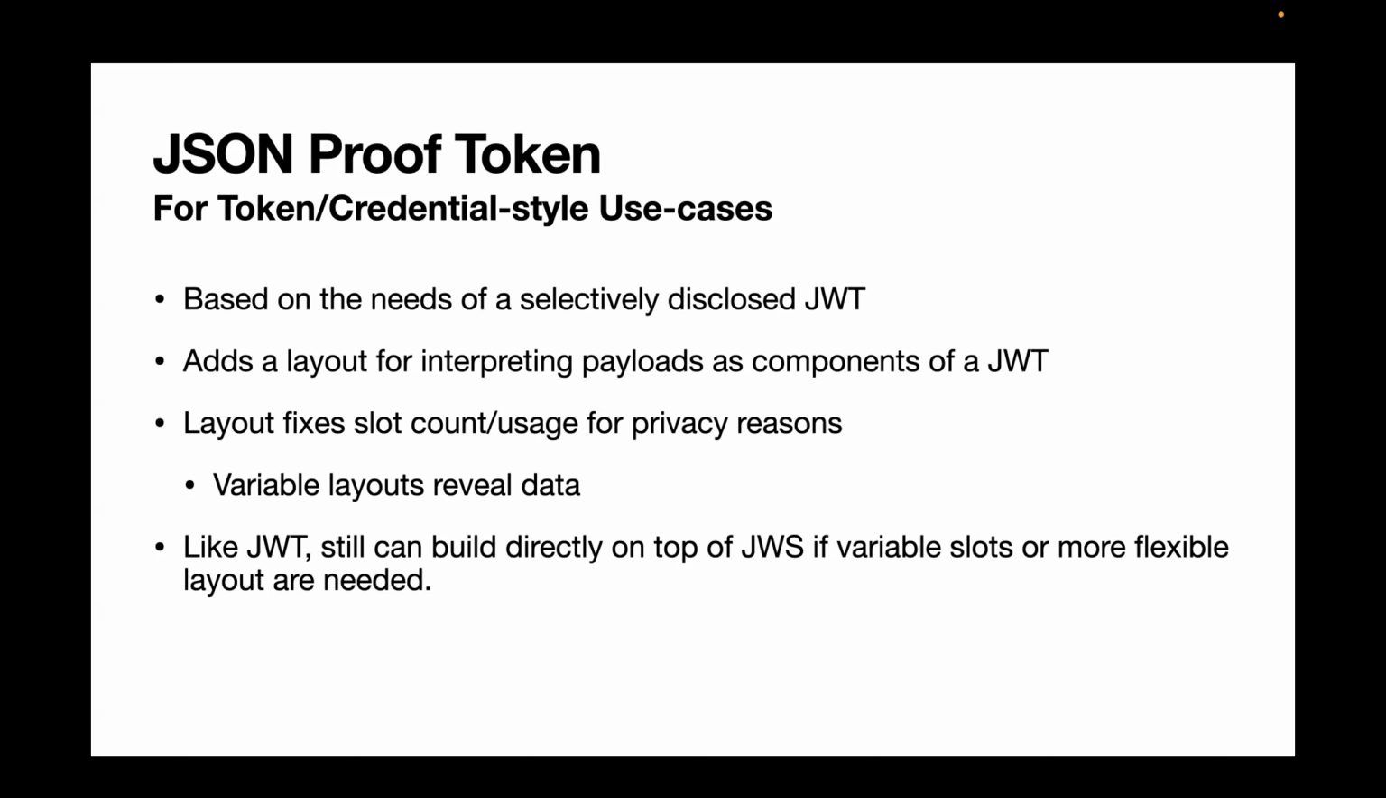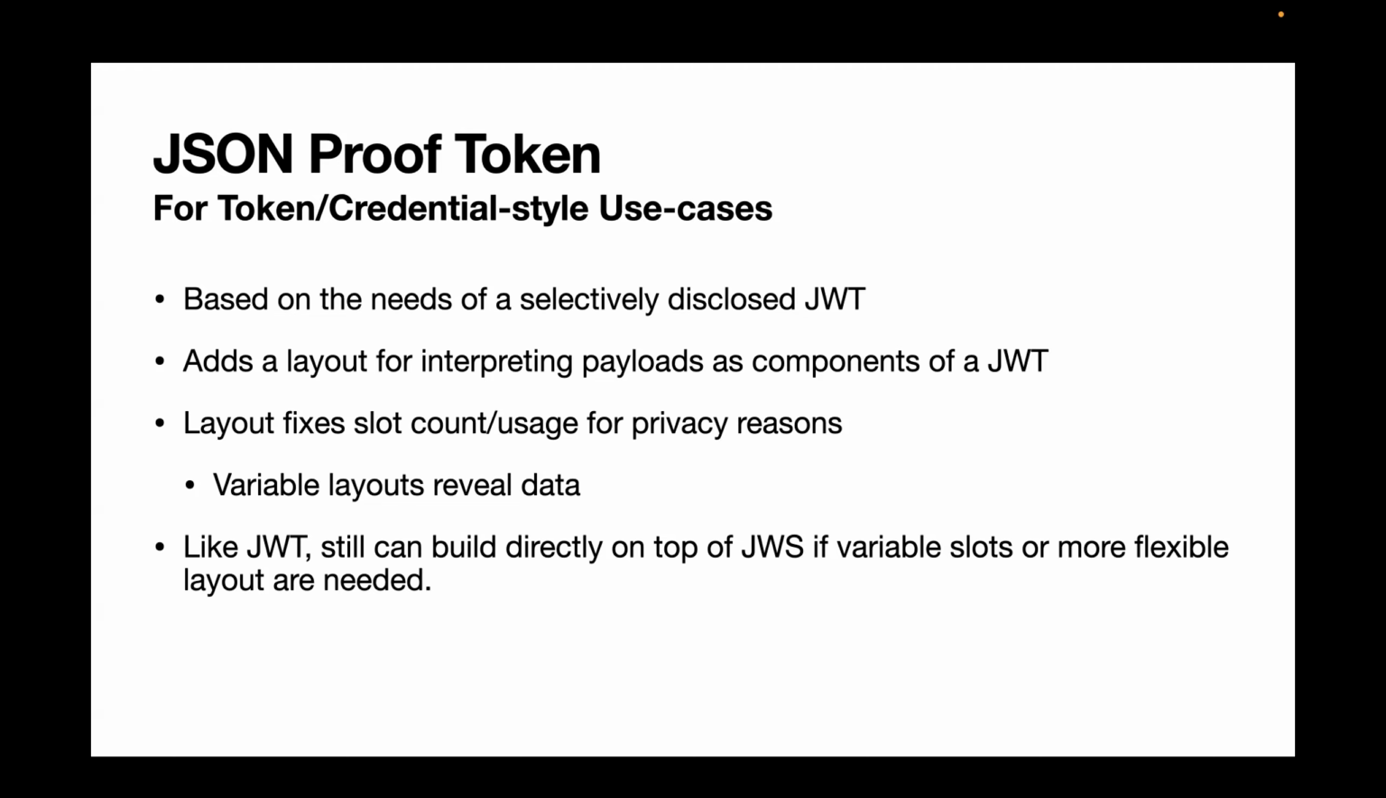JSON Proof Token builds on top of that, trying to bring some of the characteristics and benefits we've had from a JWT into this selectively disclosed world, and very much trying to set the stage for being able to protect against correlation. So the core tenet of this is that there's a fixed number of slots and that those slots have meaning. Say the first one would be their name, the second one their address, the third one their date of birth, and there's a layout that actually describes how those should be interpreted. And like JWT, it's building on top of the core, in this case on top of JWP. But if someone has other use cases, if they have data where they actually do need something more dynamic, like variable slots, they'd be capable of doing that.